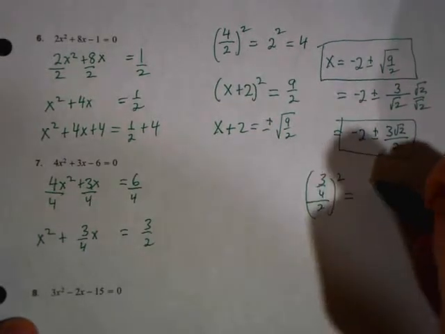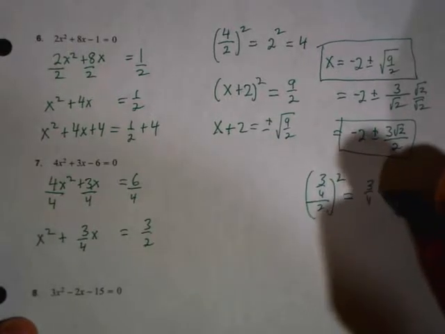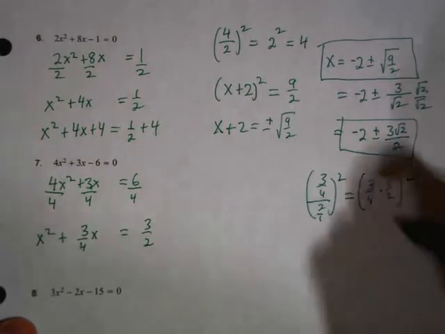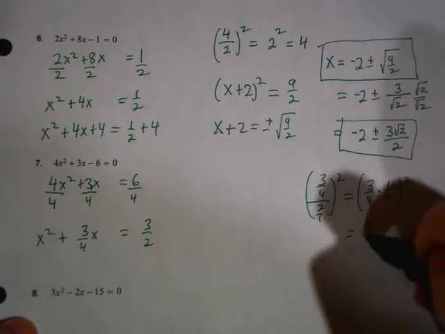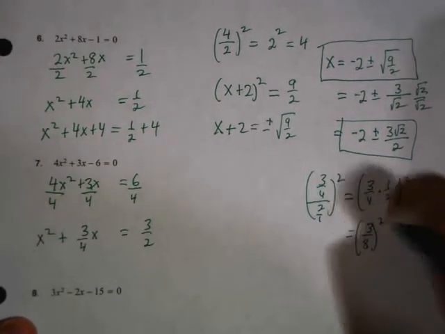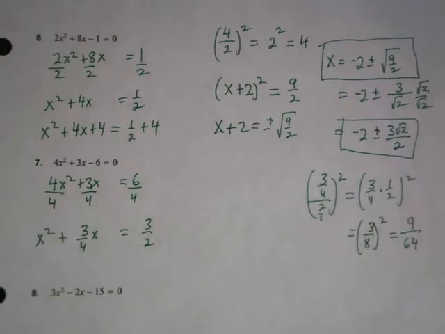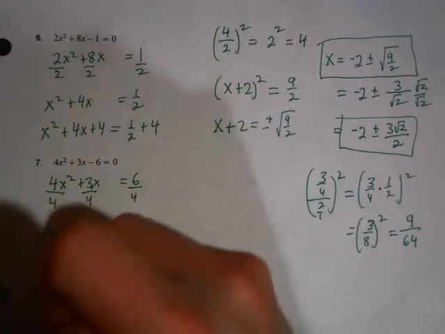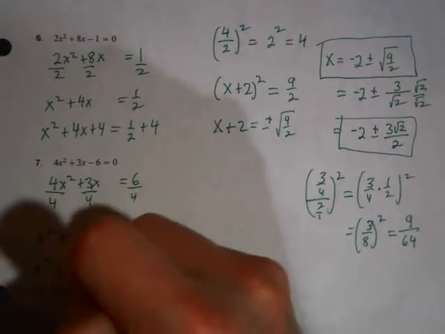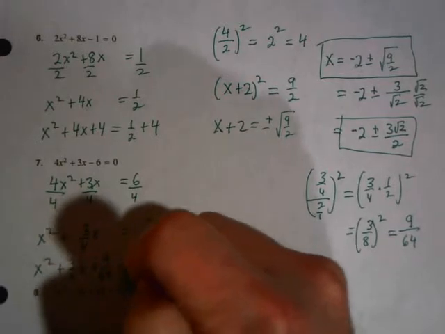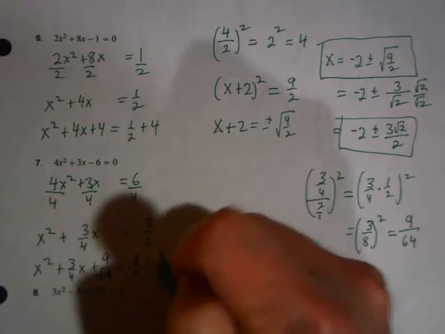3/4 divided by 2 is 3/4 times a half. Think of that as being 2 over 1. Flip and multiply. So that's 3/8 squared, which is 9 over 64. Alright, so I warned you, lots of fractions. Use your calculator if you're not comfortable with fractions. x squared plus 3/4 x plus 9 over 64 equals 3/2 plus 9 over 64.